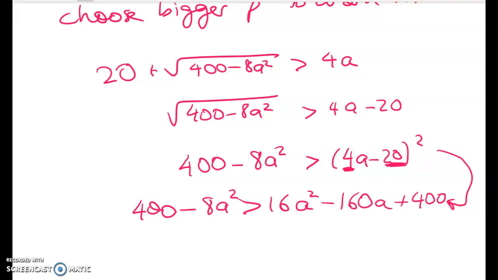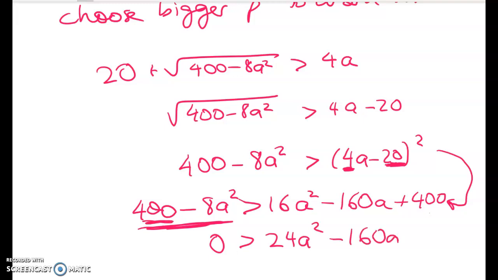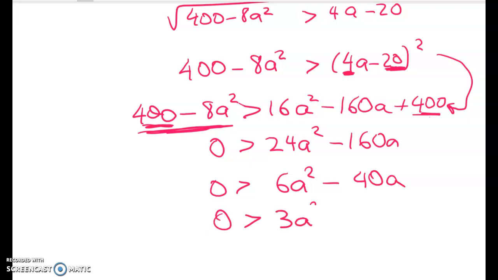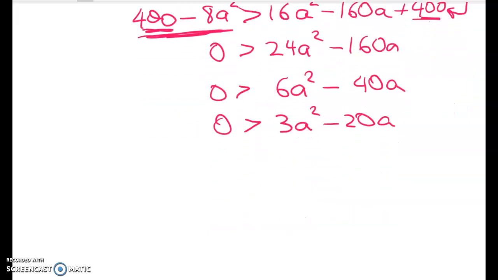Right, now looking at this, it's starting to look a bit better. If we subtract all of this side, we're going to get 0 is greater than 24a squared minus 160a. And look, the 400s have gone, so we're just about there. Divide both of those by 4: 0 is greater than 6a squared minus 40a. Divide them again by 2: we've got 3a squared minus 20a. This is looking really nice now, right? So that's what I mean, this is a really cool question. It's just quite a lot to get done in the time with the rest of the paper.